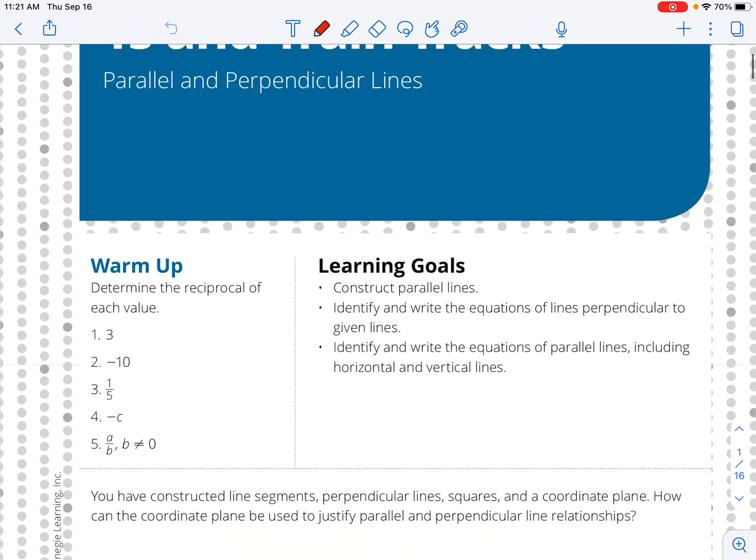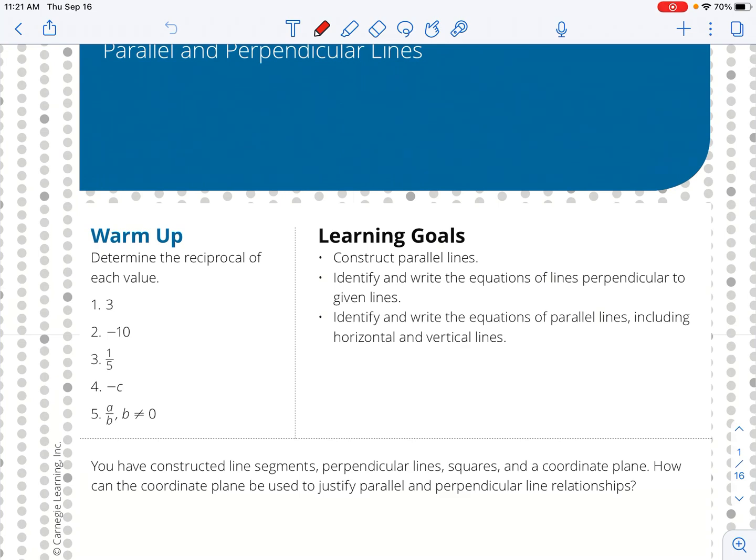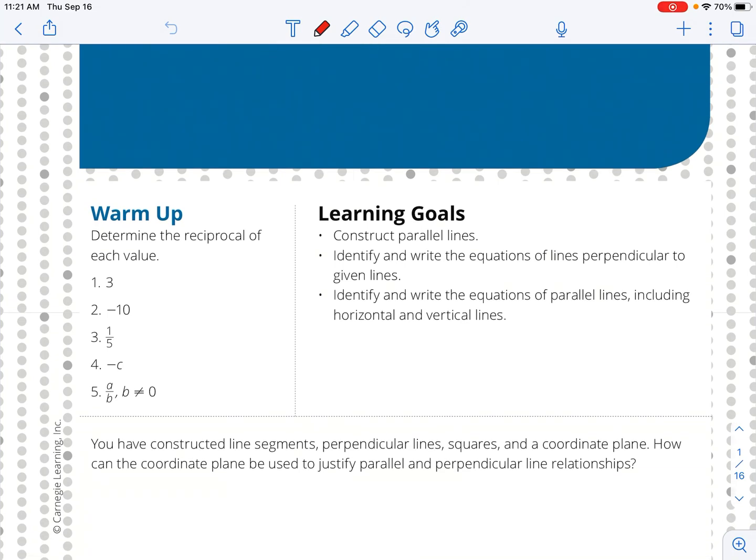Okay, we are on lesson 3, which is found on page 33. On the warm-up here, it's going to help us out. When it says determine the reciprocal, that means flip it. Keep the sign and flip it. Just kind of activating some of your prior knowledge there.